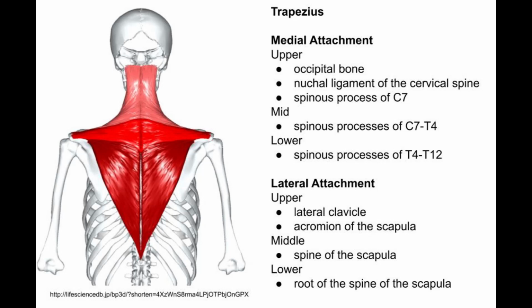Laterally, they attach to the scapula and clavicle. The upper trapezius attaches to the lateral portion of the clavicle and the acromion process of the scapula. The middle trapezius attaches to the spine of the scapula, and the lower trapezius attaches at and near the root of the spine of the scapula.